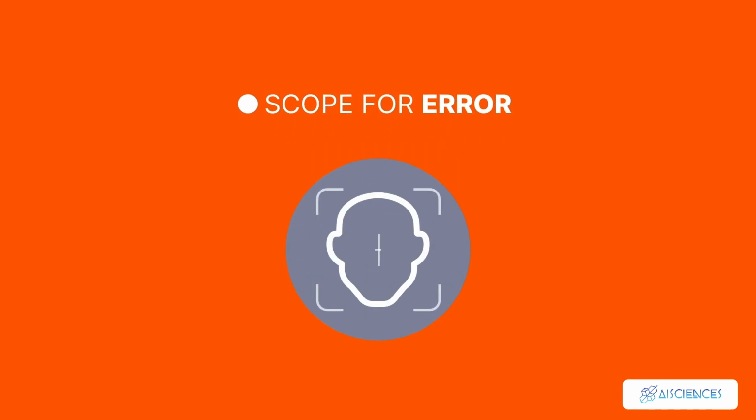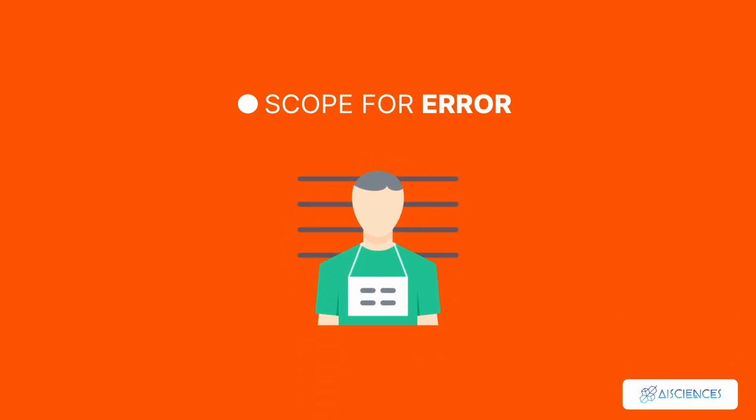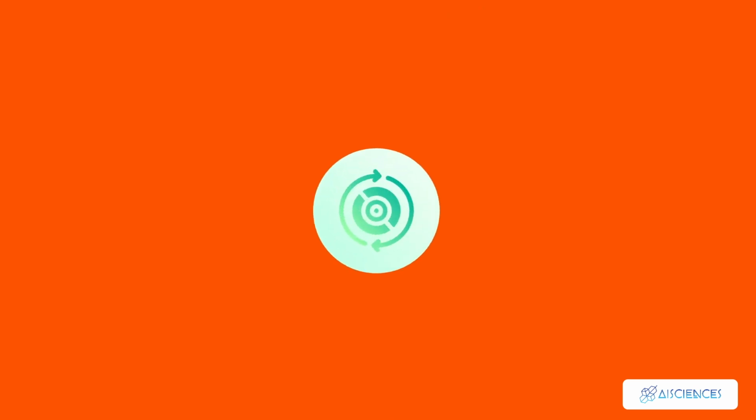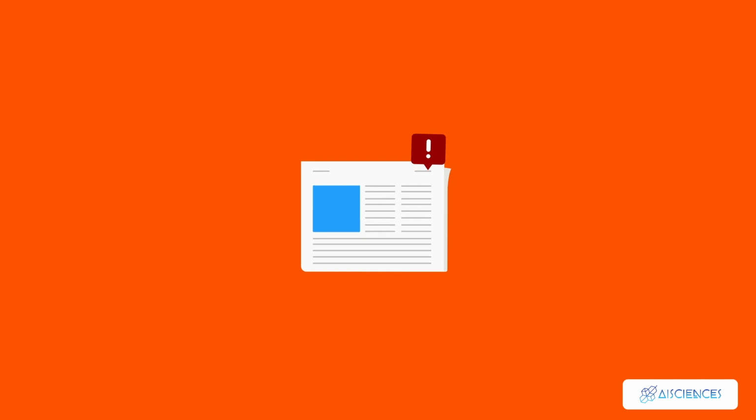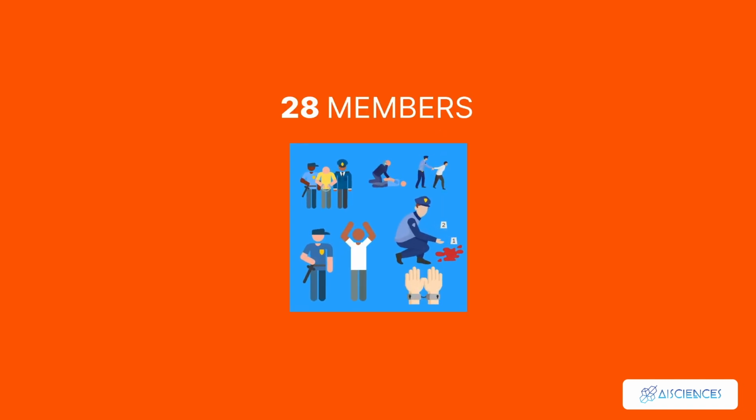Scope for error. Facial recognition data is not free from error, which could lead to people being implicated for crimes they have not committed. For example, a slight change in camera angle or a change in appearance, such as a new hairstyle, could lead to error. In 2018, Newsweek reported that Amazon's facial recognition technology had falsely identified 28 members of the U.S. Congress as people arrested for crimes.